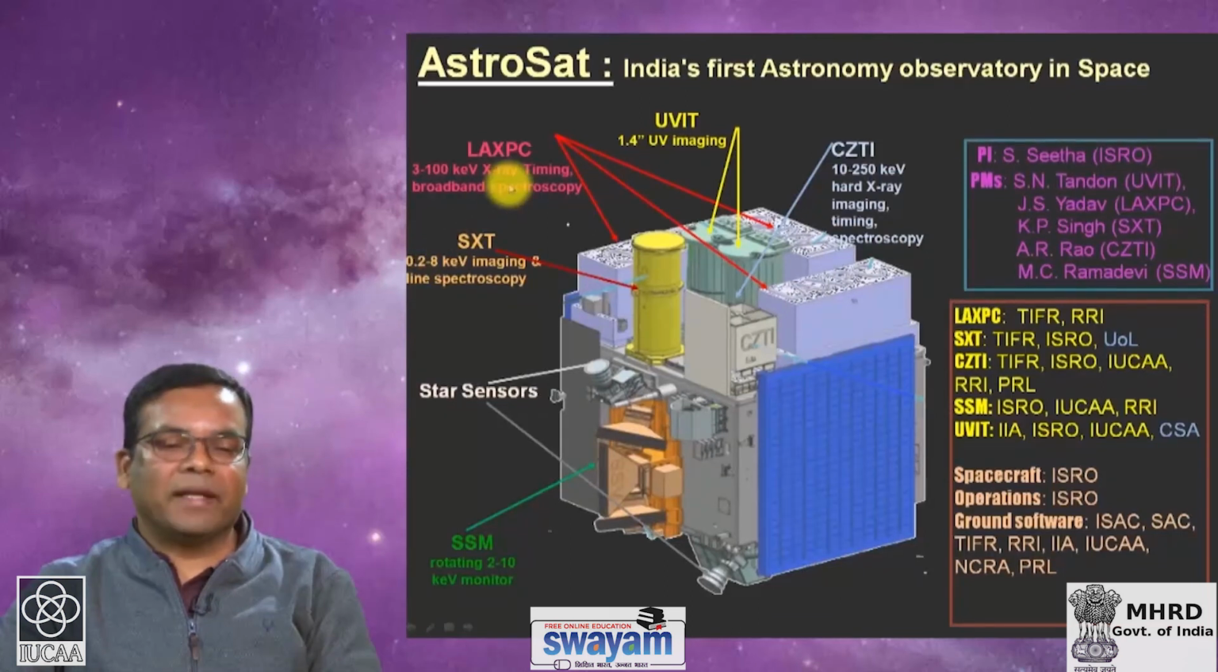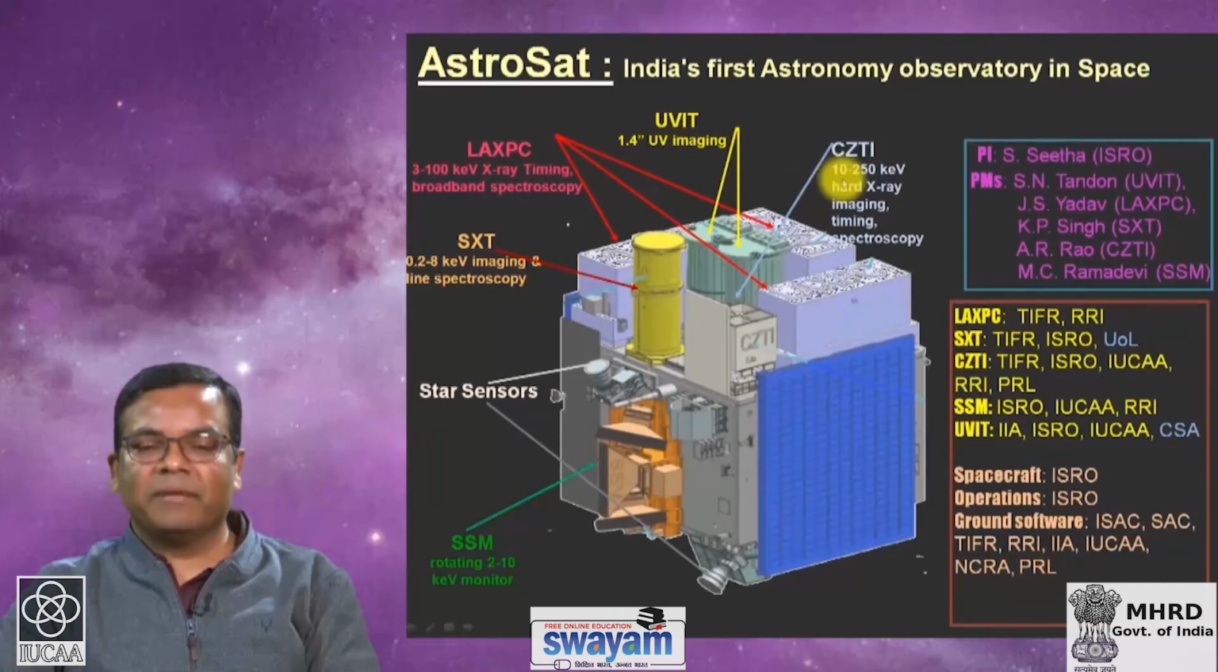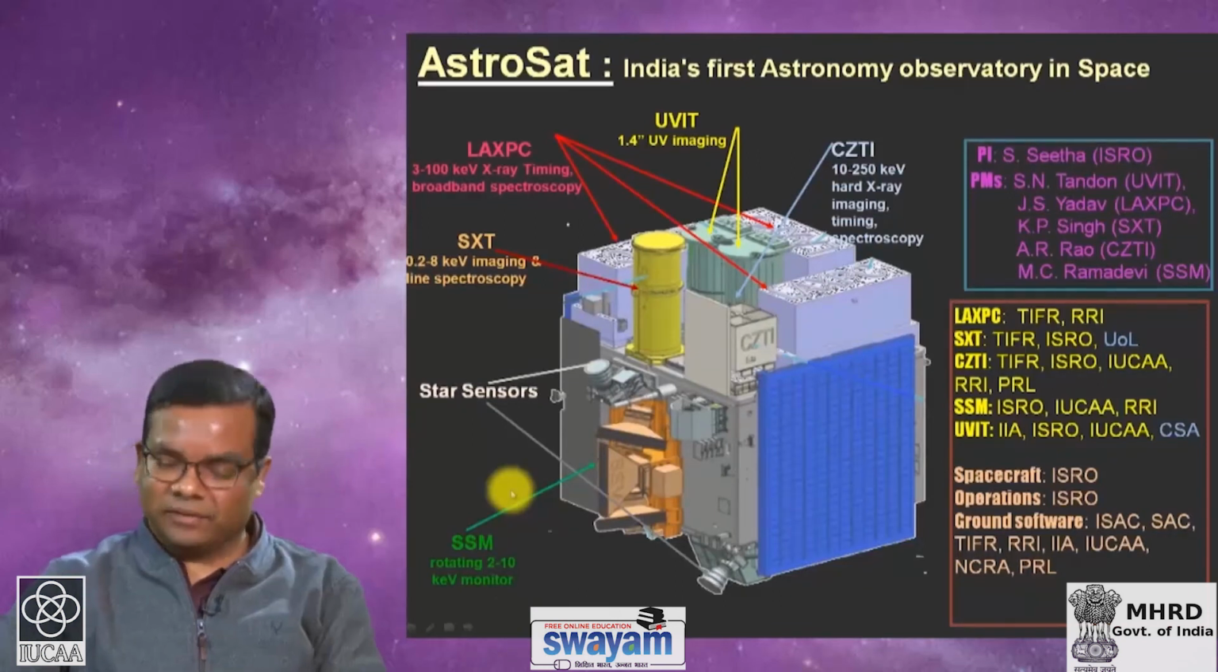In the hard X-ray band, there is a payload known as LAXPC, large area X-ray proportional counters. It has 3 units and is sensitive in the 3 to 80 keV band. It has fantastic timing resolution of about 10 microsecond. In the hard X-ray band, there is another instrument called CZTI, cadmium zinc telluride imager. It is sensitive in the 10 to 250 keV hard X-ray band, and it is good for spectroscopy of the brightest X-ray sources. In addition, there is a sky monitor known as the scanning sky monitor, which is sensitive in the 2 to 10 keV band, and it is essentially used to detect transient X-ray sources.